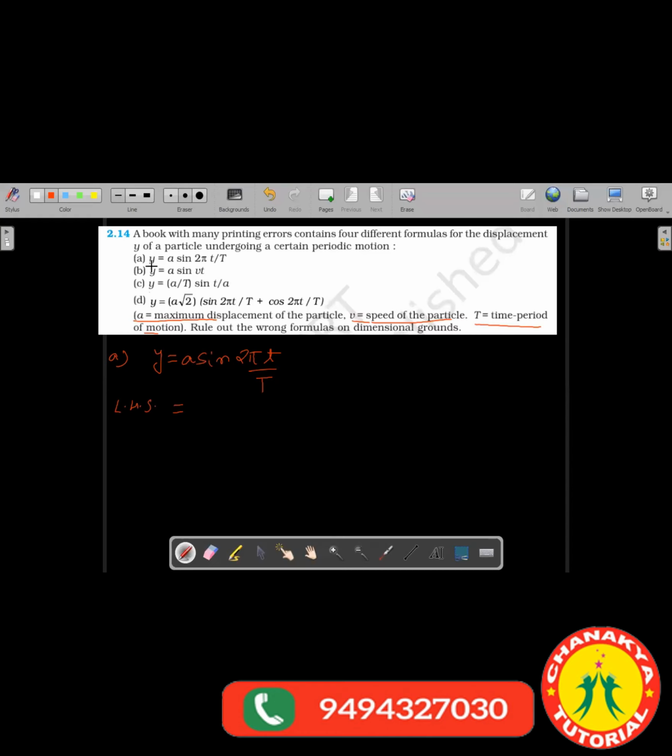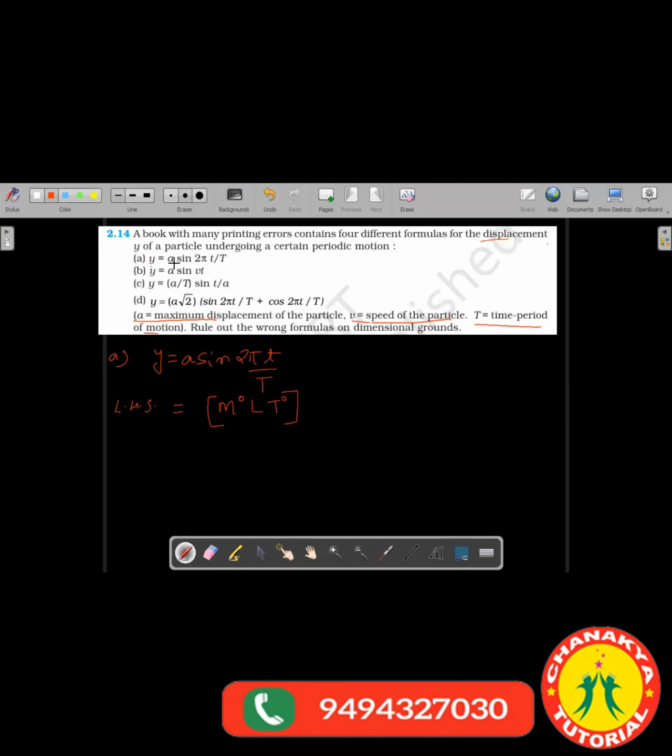What does y represent? The displacement, right? Y represents the displacement. Since y represents displacement, the left hand side should have the dimensions M0, L and T0. Got it? Since it is a displacement, see here, it says for the displacement y of a particle. So that means y is the displacement of the particle.